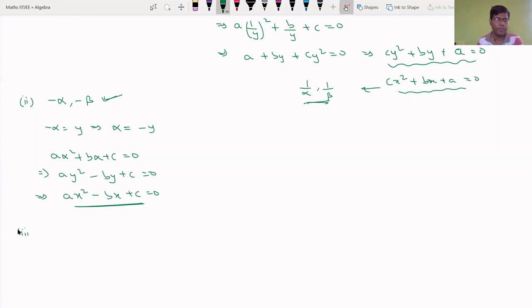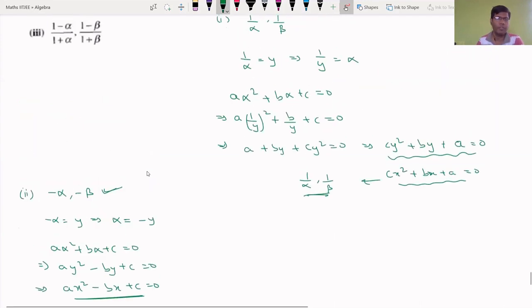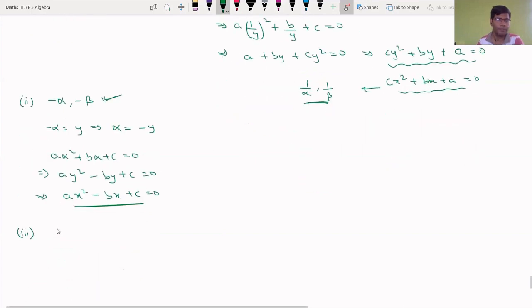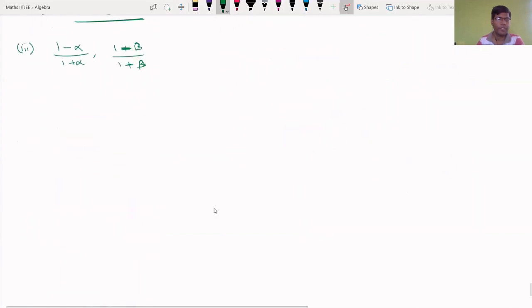Now let's take the third bit. Similarly, same way we'll have to do it. This is 1 minus alpha by 1 plus alpha, and here we have 1 minus beta by 1 plus beta. So in this case, again, we take 1 minus alpha by 1 plus alpha is equal to y. So now we have to express alpha in terms of y.